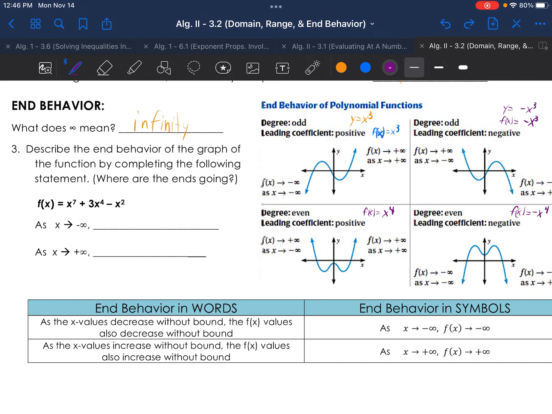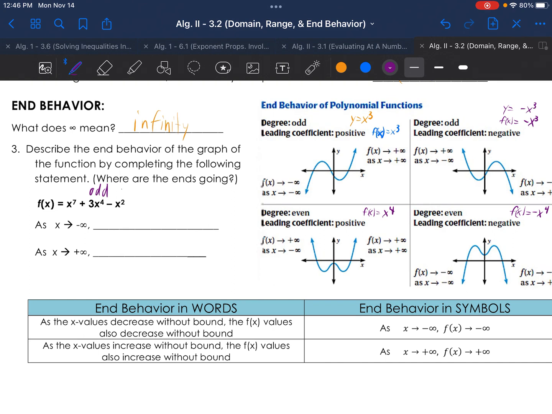So we have this one, f of x is equal to x to the 7th plus 3x to the 4th minus x squared. And we're saying, hey, as x goes to negative infinity, what's f of x doing? And as x goes to positive infinity, what's f of x doing? So we say, hey, what's our highest exponent? Well, it's 7. So 7 is odd.